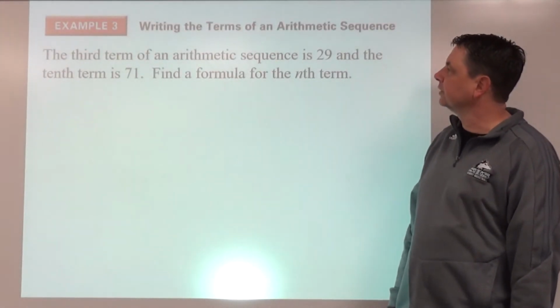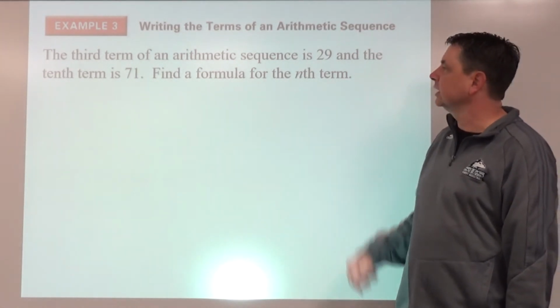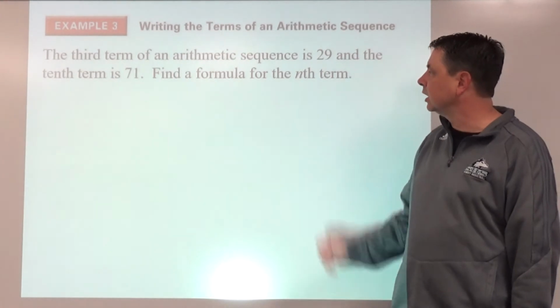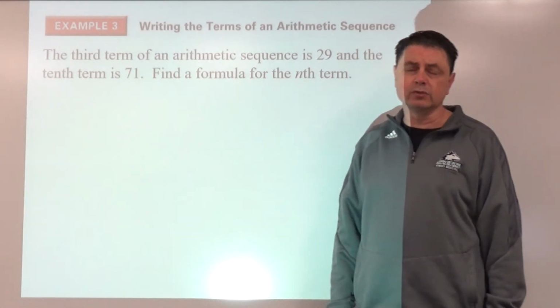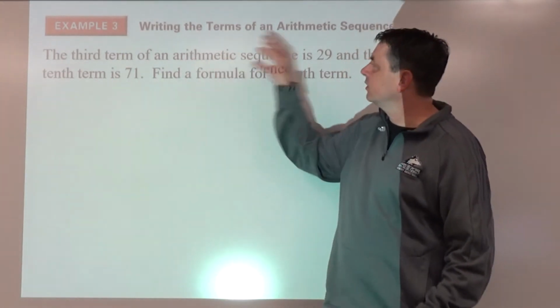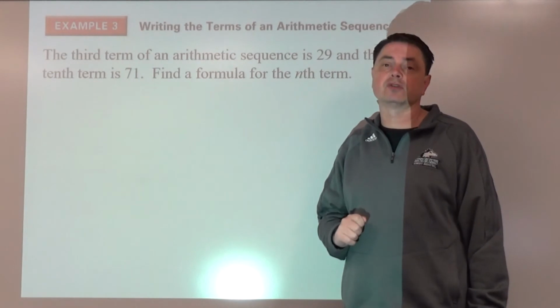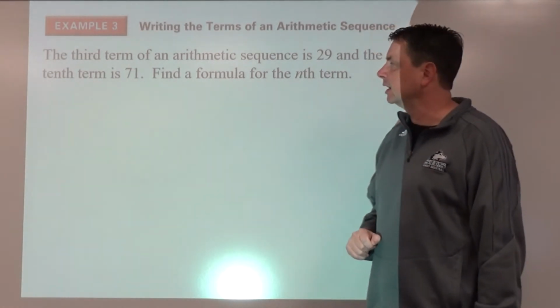Example number 3, find the third term of an arithmetic sequence where the third term is 29 and the 10th term is 71. Find a formula for the nth term. So we don't know a sub 1, we don't know d. Each of the ones that we've been told is going to generate an equation with two variables. So we're going to create a system here.